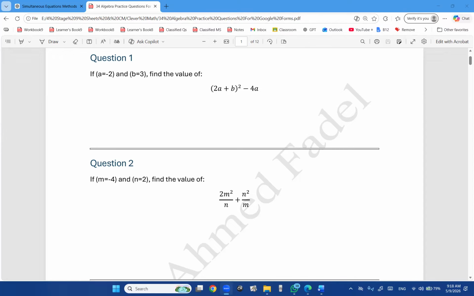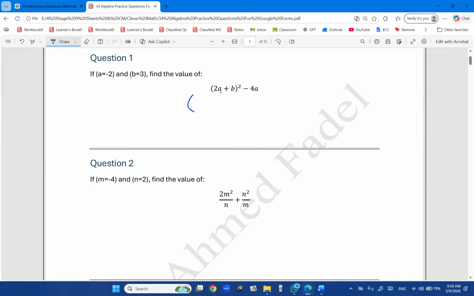Alright, the first question says, if a equals -2 and b equals 3, find the value of this expression. So the first thing that you're supposed to do, slowly, step by step, is to substitute. So a is actually -2, so it's 2 multiplied by -2. 2 multiplied by -2 is going to give you -4. Plus, b is 3 squared minus 4 multiplied by a.